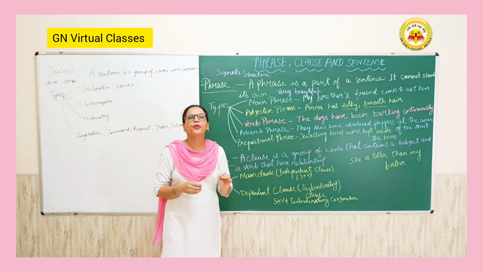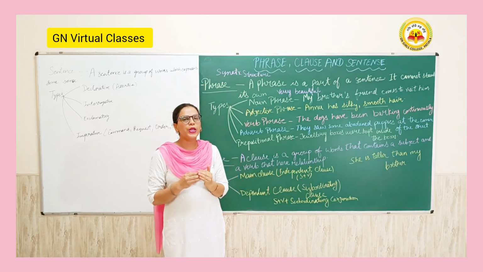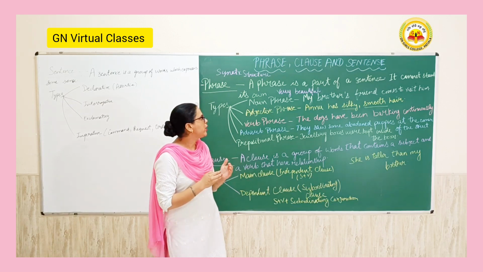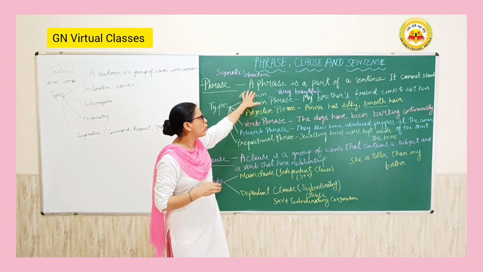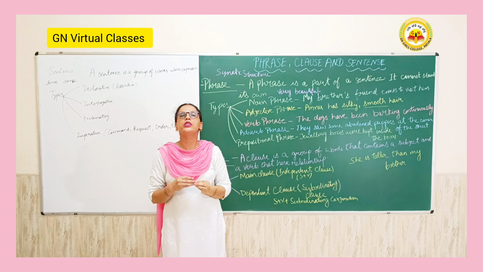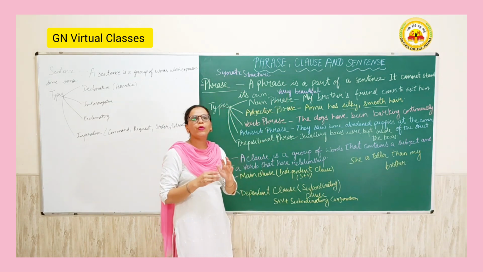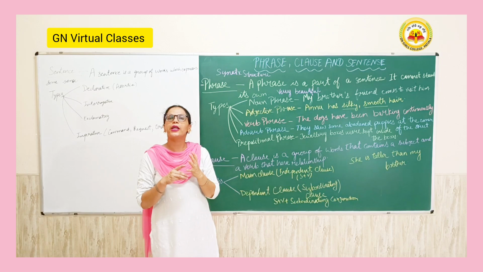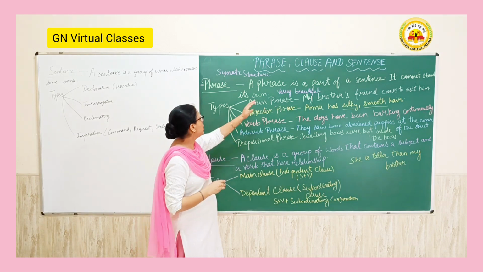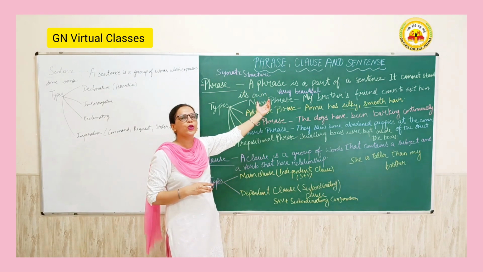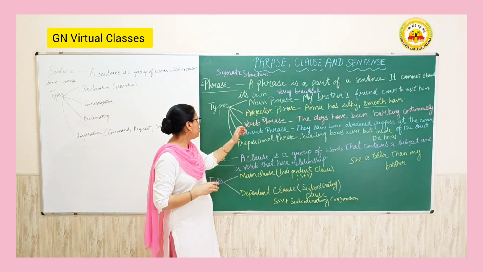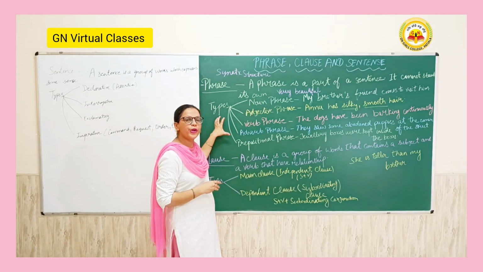What is a phrase? A phrase is a combination of words which is a part of a sentence, but it cannot stand on its own. For example, very beautiful. Very beautiful is a phrase, but it cannot stand on its own. It is a part of a sentence, like a clause is also a part of a sentence. There are 5 types of phrases.